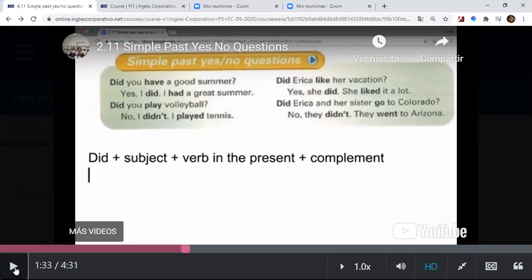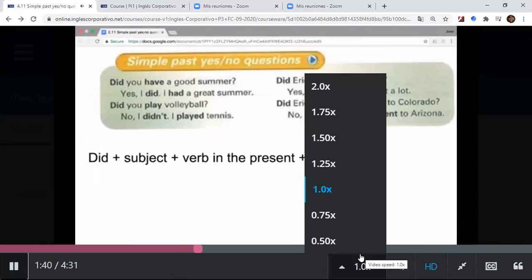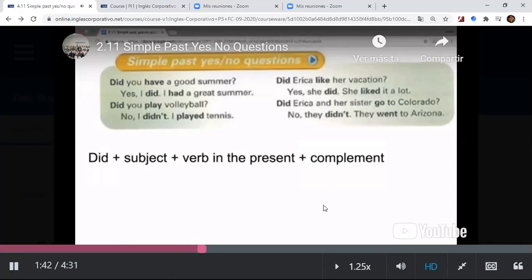Did Erica and her sister go to Colorado? No, they didn't. They went to Arizona. Now look at the structure. We can follow this formula: auxiliary did plus subject plus the verb in the present plus complement.